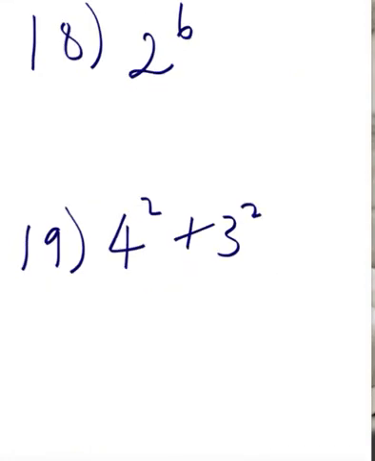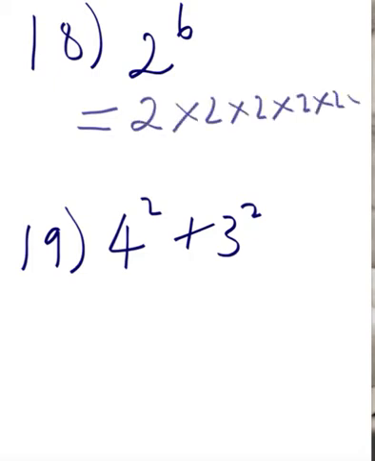Okay, with 18 and 19, we can see we have powers. The first one is just 2 to the power of 6. So remember, do not go 2 times 6. This is saying 2 times 2 times 2 times 2 times 2, just squeeze it in, times 2 6 times. Okay? So imagine you didn't have a calculator. So we work this out without a calculator.